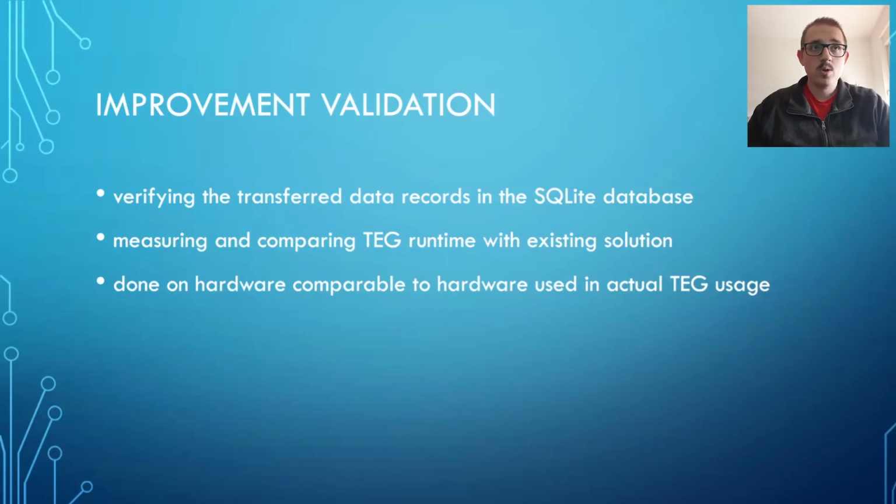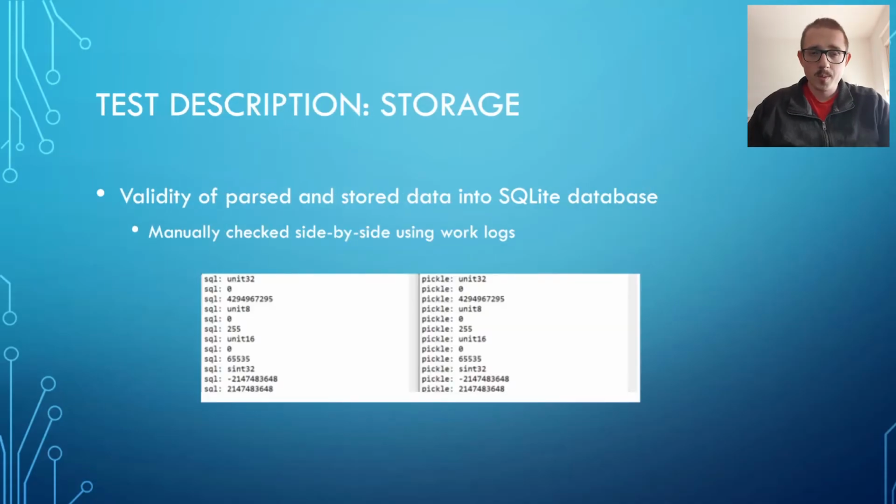the improvement validation used was verifying that the transferred data from the parsed data to the SQLite database was correct, and also measuring and comparing the tag runtime with the existing solution. The test description for storage was done basically by manually checking side by side what was being put into the SQL database and what was being put into the pickle database, and verifying it this way. Verifying it another way would have been extremely time consuming and difficult due to pickle being unreadable on its own.